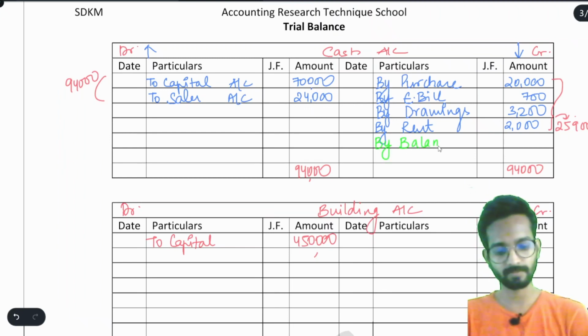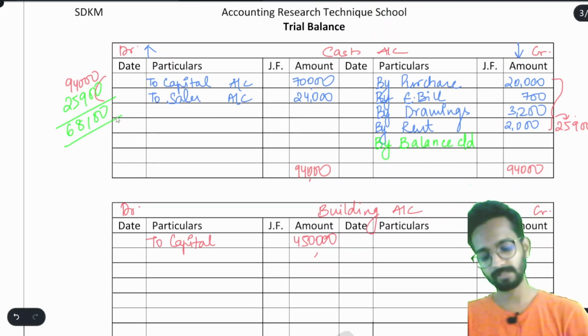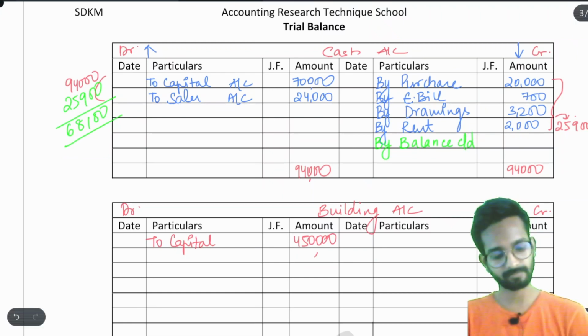And here we will be writing by balance carried down. Okay, balance carried down how much? 94,000 minus 25,900. So it will give you 68,100.